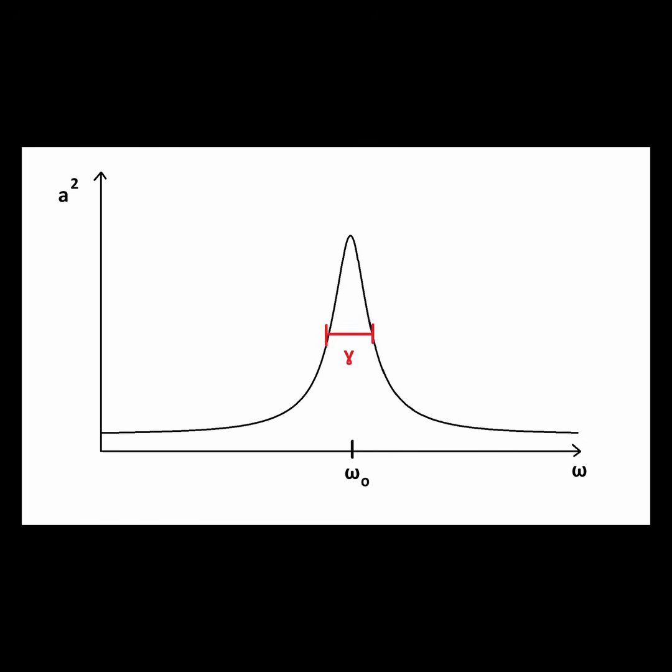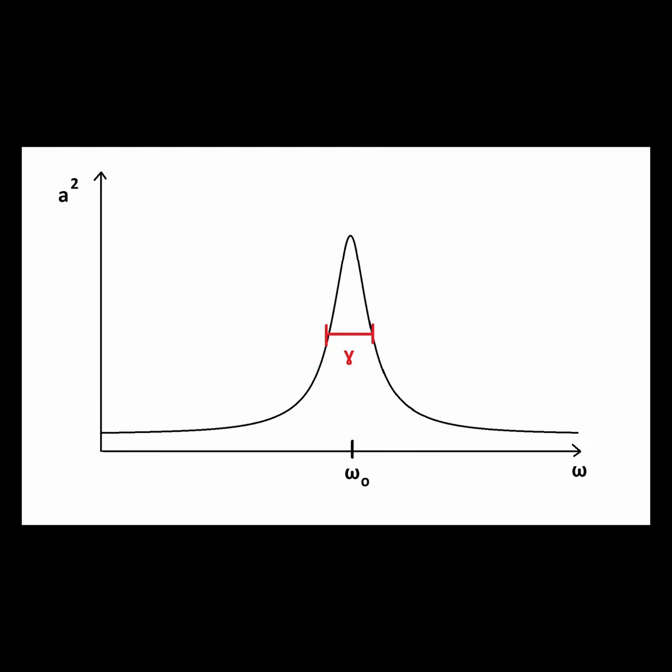Notice also that the width of the curve, which we take as the width at 1/2 of the height, is approximately gamma, the friction component. If the system has a small gamma, or very little friction, the curve gets taller and the width gets narrower.